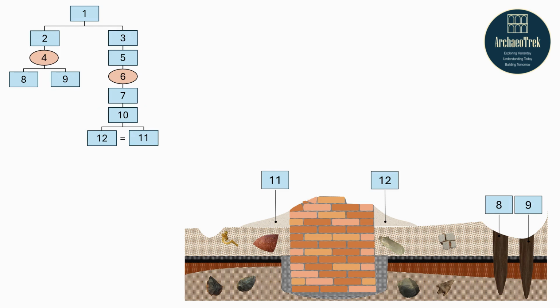Although these layers lie below the top of the wall, their abutment against it indicates that they were deposited after the wall had already been constructed. For this reason, they are excavated before investigating the wall itself.